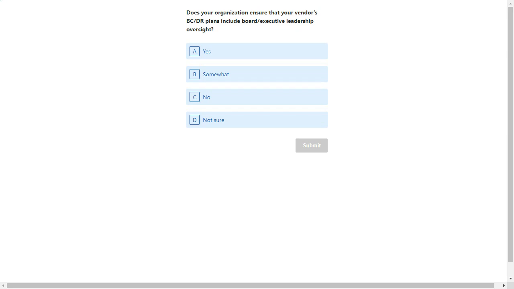This poll question is, does your organization ensure that your vendors' business continuity and disaster recovery plans include board or executive leadership oversight? Yes, somewhat, no, or not sure.